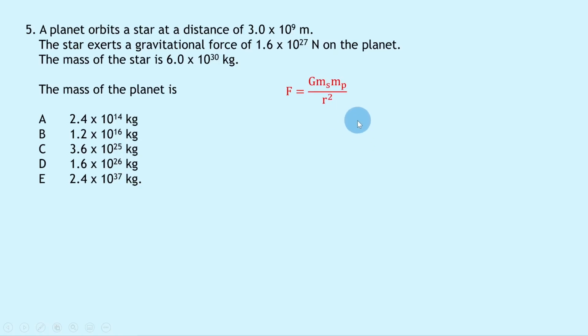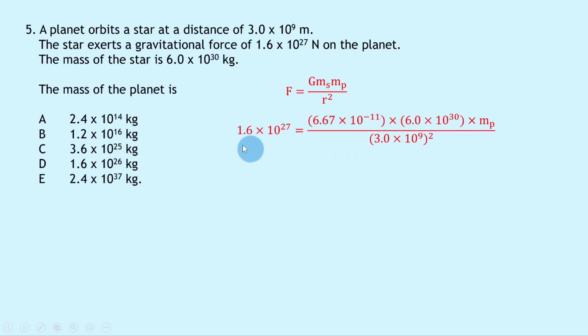Now usually you might see this written as G m1 m2 over r squared, but I've just labelled them Ms for the star and Mp for the planet. So let's sub in our numbers and try and find what Mp is for the planet. We have F is 1.6 times 10 to the 27 equals 6.67 times 10 to the minus 11 for the universal constant of gravitation G. Remember that is a constant on your data sheet, times the mass of the star, which was 6.0 times 10 to the 30, times the mass of the planet, divided by the distance squared. So that's the 3.0 times 10 to the 9 squared.